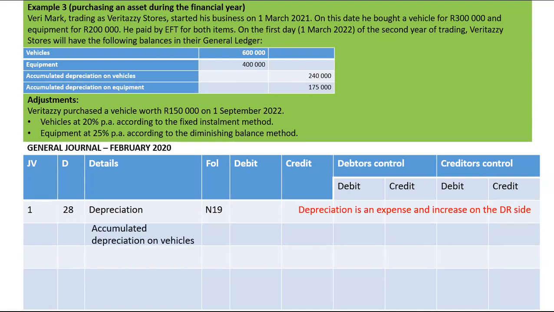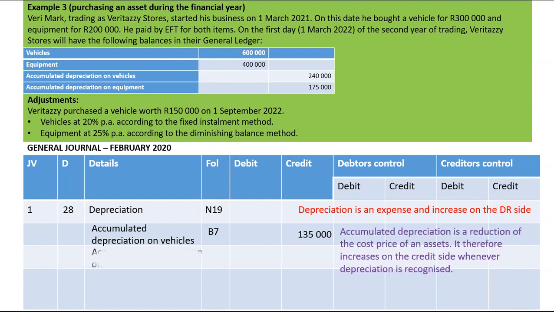which was the 15,000 plus the 120,000, and that will give you 135,000. Remember, accumulated depreciation, when we recognize it, it is only increased by depreciation. And for vehicles already, accumulated depreciation at the beginning of the year was 240,000. That 240,000 will increase by this 135,000. And accumulated depreciation on equipment will increase by the amount that we just recognized or calculated as depreciation, which was 56,250. Both of those will form part of your depreciation, which is an expense, and depreciation, because it's an expense, it increases on the debit side.